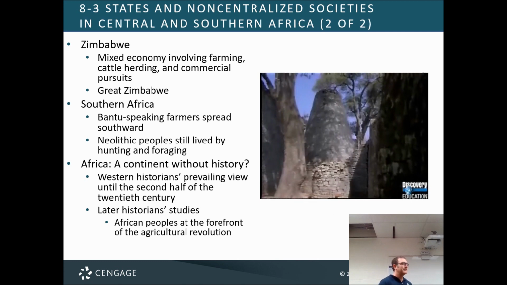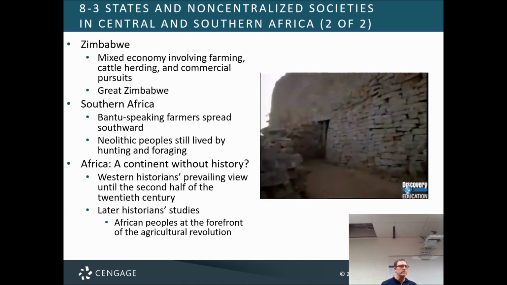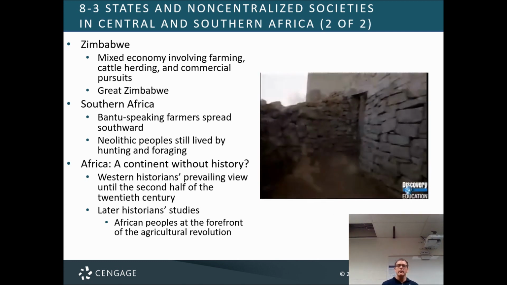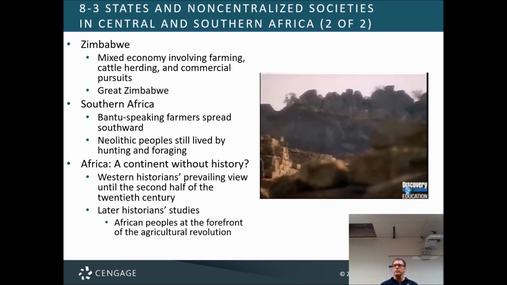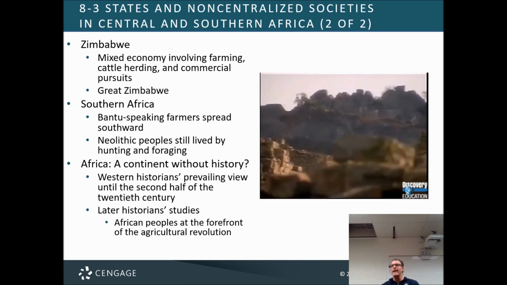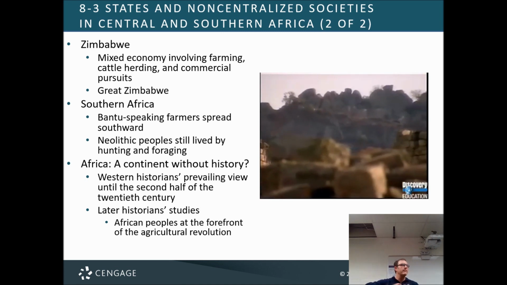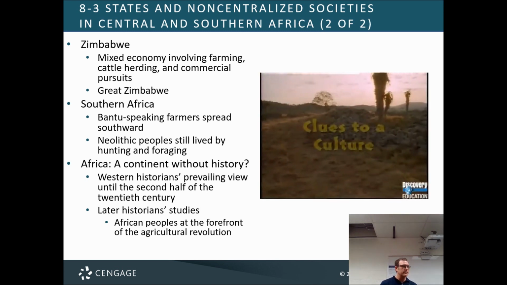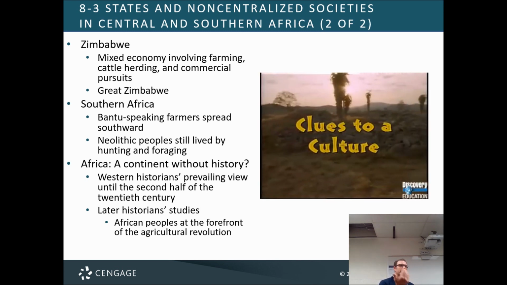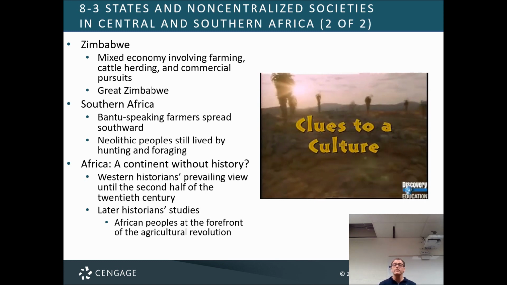But as further studies post-World War II have discovered, there's some sophisticated people. There's some powerful trading kingdoms. There's evidence of interaction with people of all parts of Africa with other parts of the world. Colonization is going to disrupt a lot of this. And the economies and people of this region are going to suffer from that, which we'll talk about in a later chapter.